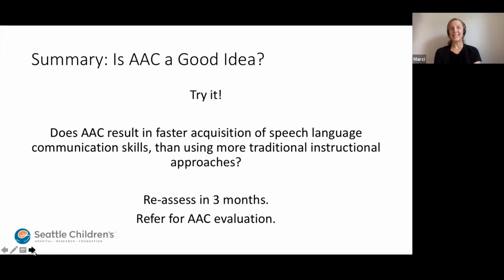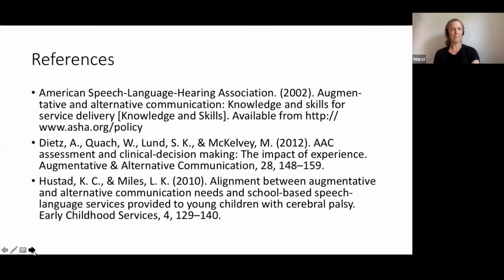So is AAC a good idea? Well, try it. Does it result in faster acquisition of speech, language, and communication skills than using more traditional instructional approaches? You reassess at 3 months and then refer for an AAC evaluation if you need more precise insight. And that's my references.